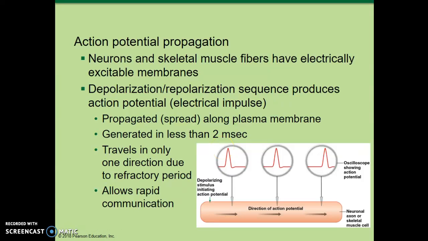In the previous video, I talked about depolarization and repolarization. This is what produces an action potential. Now, only certain cells can do this. These are neurons and skeletal muscle fibers. They are considered to have excitable membranes, and that depolarization and repolarization excites the membrane and produces that action potential. This is a method of information. This action potential is spread down the plasma membrane very, very quickly in one direction.